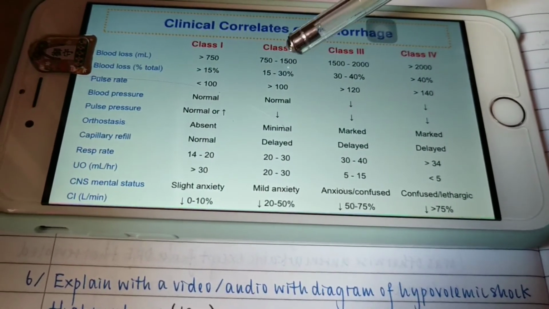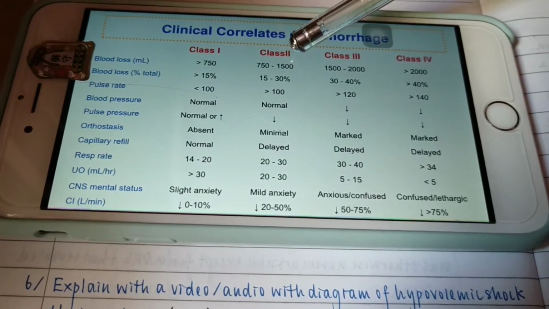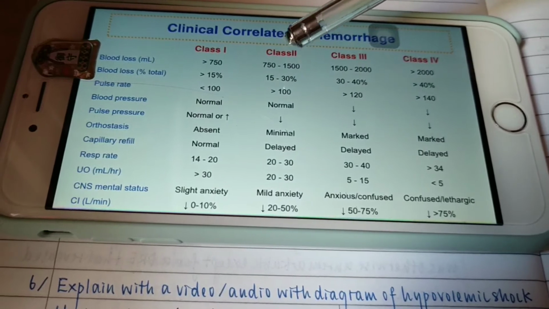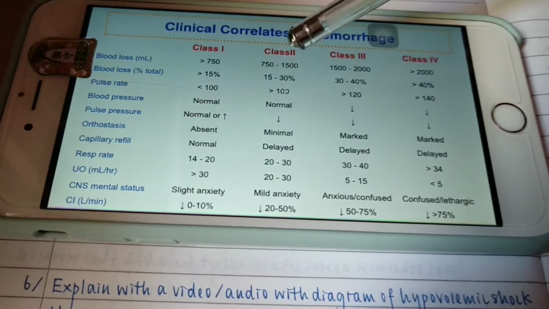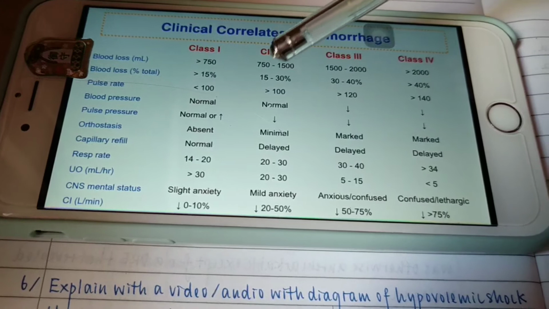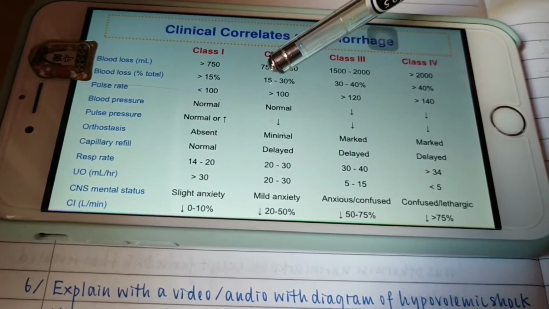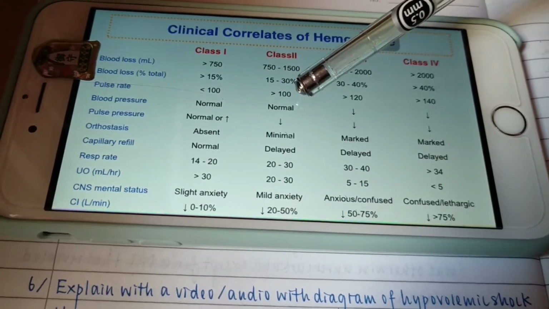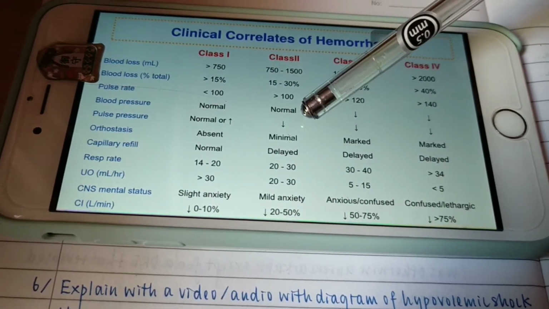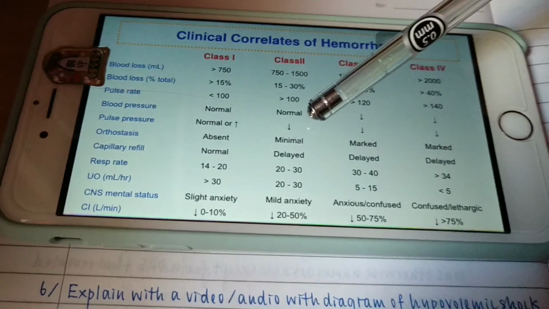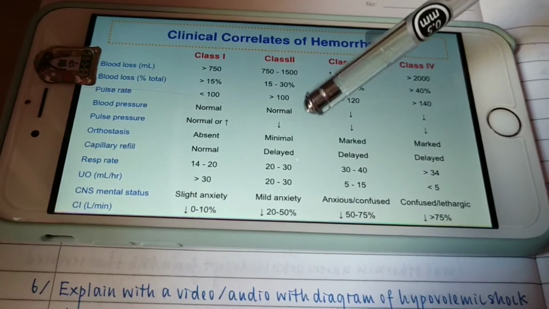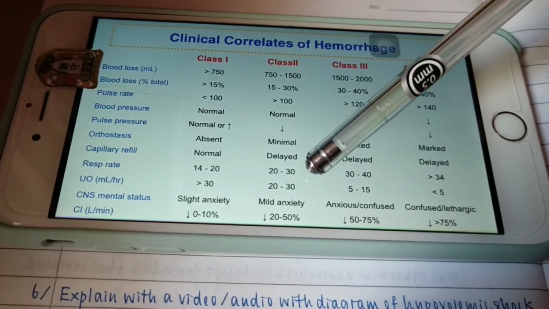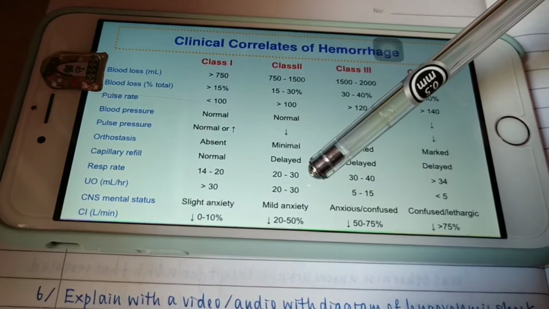But in class 2, the patient may have blood loss of 750 ml to 1,500 ml in the circulation, and blood loss of 15 to 30%. The pulse rate may exceed 100. The blood pressure may be normal due to the compensatory mechanism, and the capillary refill time may be delayed, and the respiratory rate may increase.